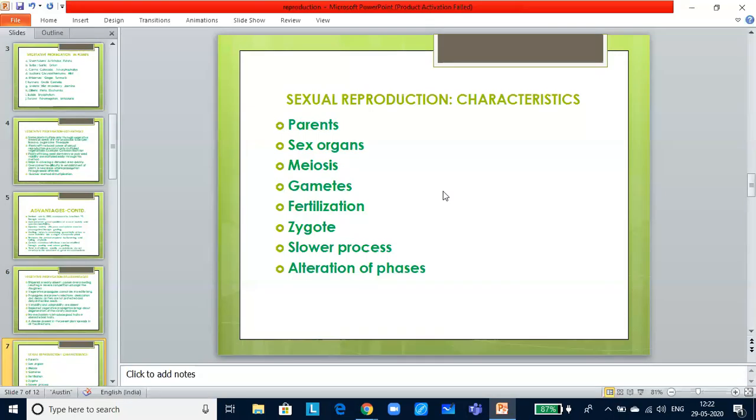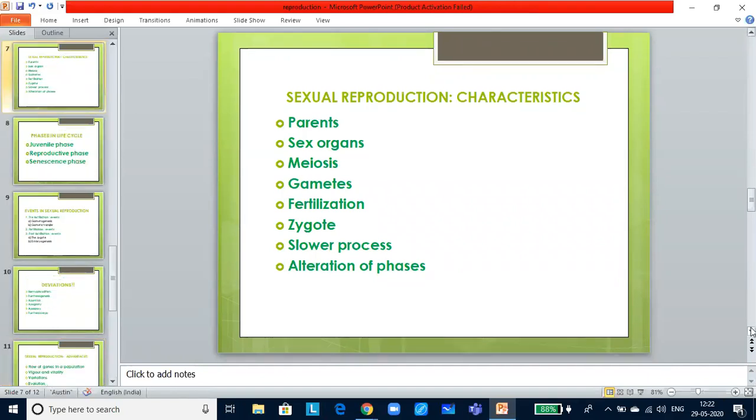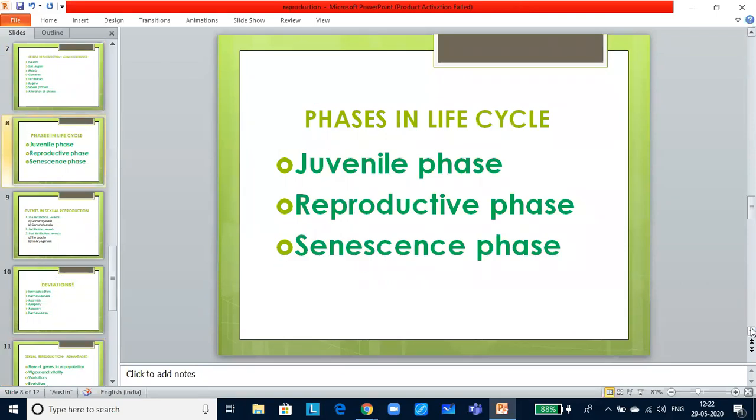Now, it is a very slow process. It does not take place as quickly as vegetative propagation. And here you will find a distinction between a haploid phase and a diploid phase. Wherever there is a formation of gametes, it is in a haploid phase. Fertilization will result in a zygote, which is diploid. So you have already studied about sporophyte and gametophyte in the lower forms. So this is what happens during sexual reproduction. So what are the phases in sexual reproduction? Juvenile phase, reproductive phase and senescence phase.